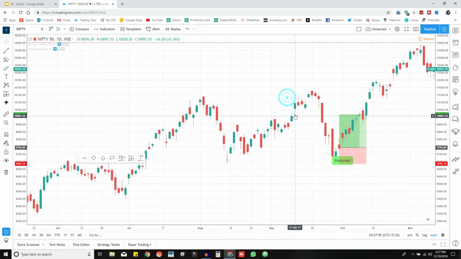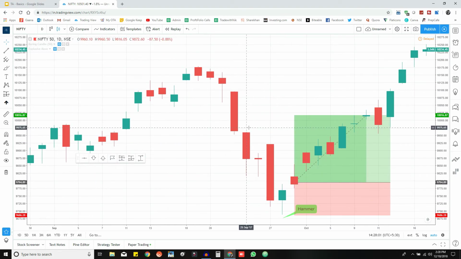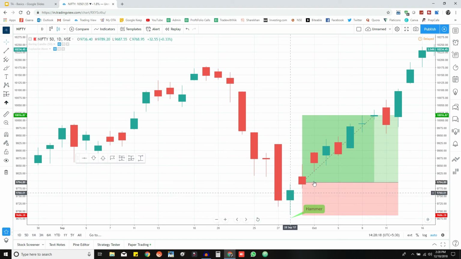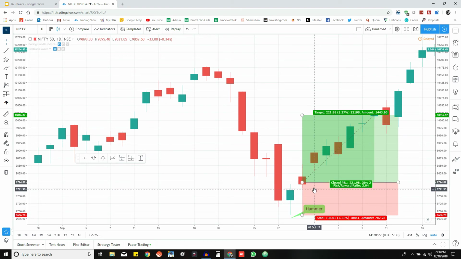Okay, here it is. So there was a preceding downtrend, and we have observed the hammer here in the preceding downtrend, and all the conditions are met. We have placed a long position above the high of the hammer and a stop loss below the low of the hammer, and we have kept a risk to reward ratio of 2:1 precisely, and we have achieved a beautiful target, as you can see here. Right, so this is how we can trade with a hammer.